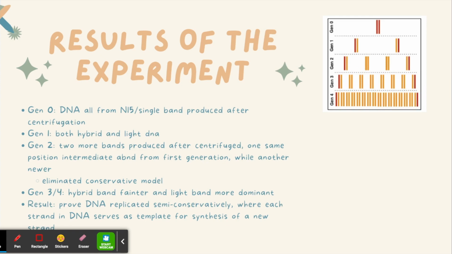As more replications occurred, there were fainter bands, showing that there was less and less percentage of N15 as no more was being injected in, and this indicated that DNA replicated semi-conservatively, where each strand of DNA serves as a template for synthesis of a new strand.